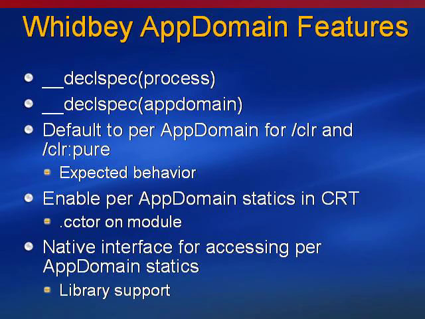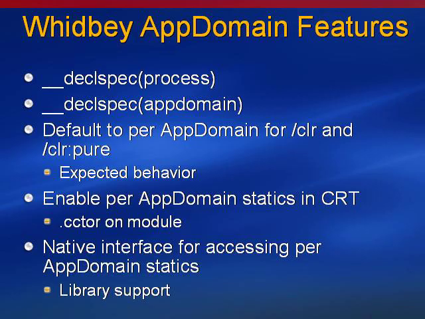So you can't access any data or run any code in that type until the CC-tor runs. What we've done is added to the standard a CC-tor for a module, either for a .NET module or for an entire assembly. And that's guaranteed to run before any managed data or code is accessed in that module. So every time that module gets reloaded into an app domain, we do all the appropriate initialization for the per app domain static in that CC-tor.